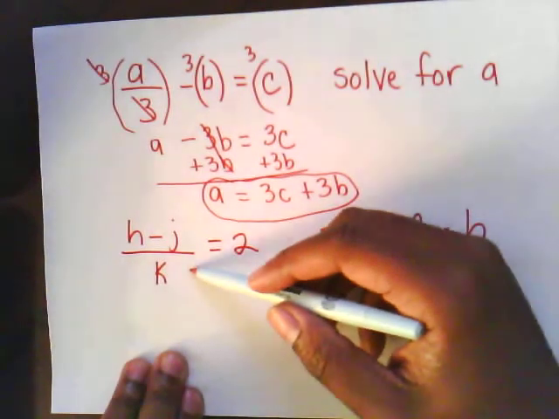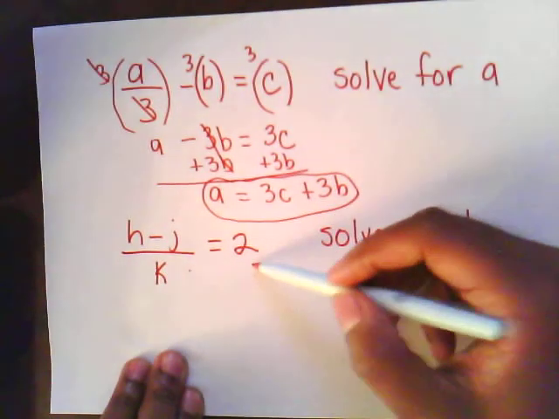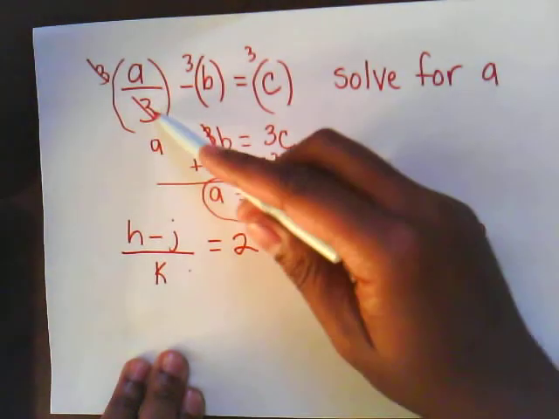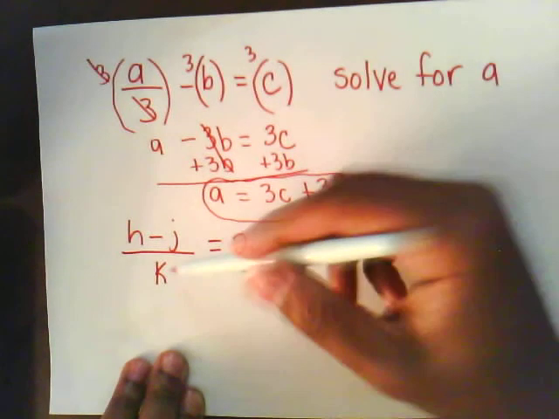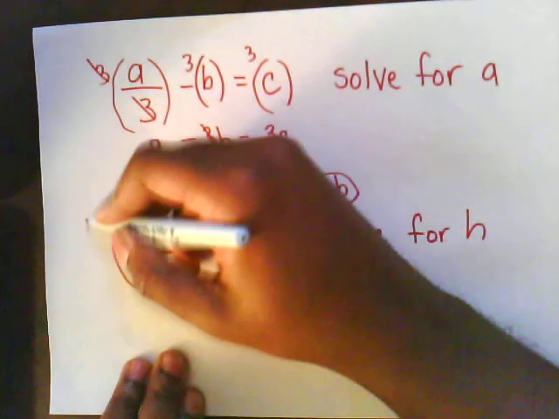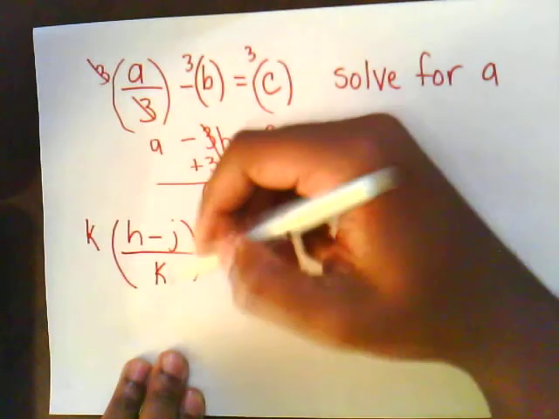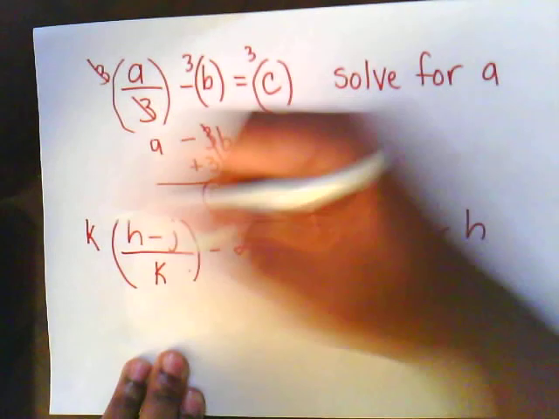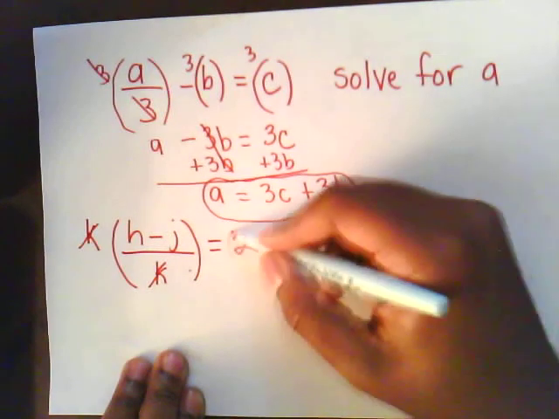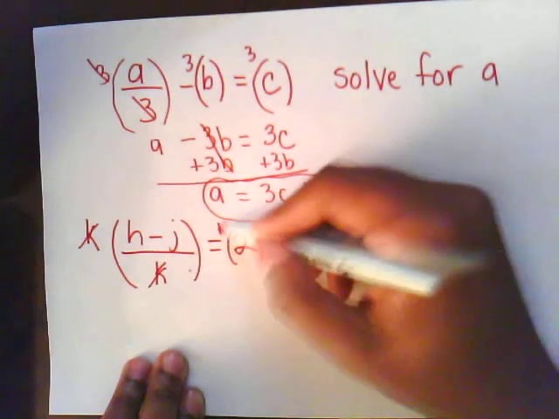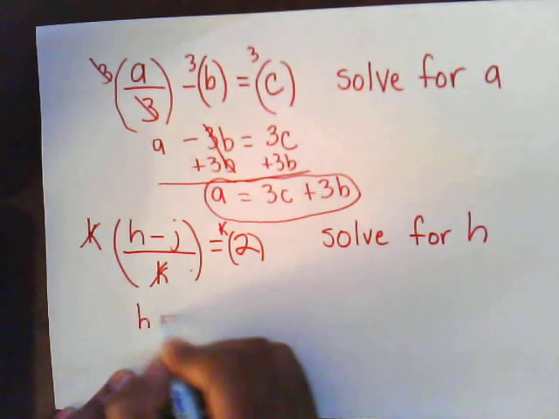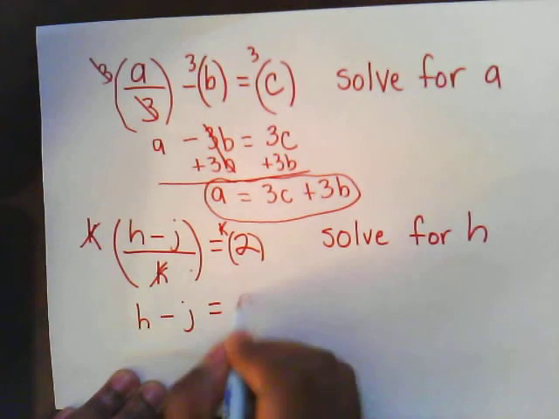So now let's look at this problem. h minus j divided by k equals 2, and we're asked to solve for h. Once again, just like we did up here, we're looking at a fraction, so we're going to multiply by our denominator here. Okay, so you can cross out, like I said before. Now you also have to multiply the 2 times k. So we end up with h minus j equals 2k.